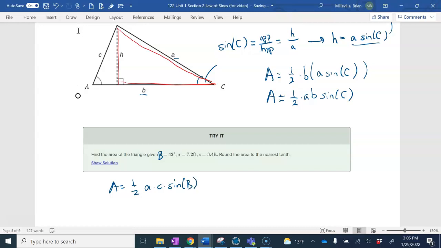And you'll notice if you look in the box up above, it's always the product of the two sides, and then what goes inside the sine function is the other angle, which is the other letter. So if we have little a and little c, it's little b inside the sine function. Alright, now we just plug our numbers in.